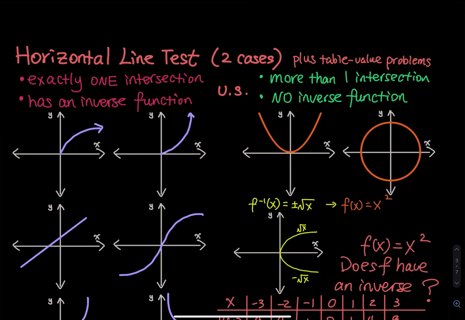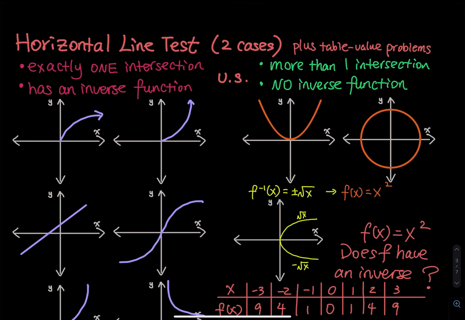But the horizontal line is for testing the inverse function. There are two cases. The first case is you draw a horizontal line and you see exactly one intersection. That means that function has an inverse function. For example, all the purple graphs right here. So if you draw a horizontal line, but you have to do it within the range. It doesn't make any sense if you just draw a horizontal line right over here. Did I say domain? It must be within the range, okay?